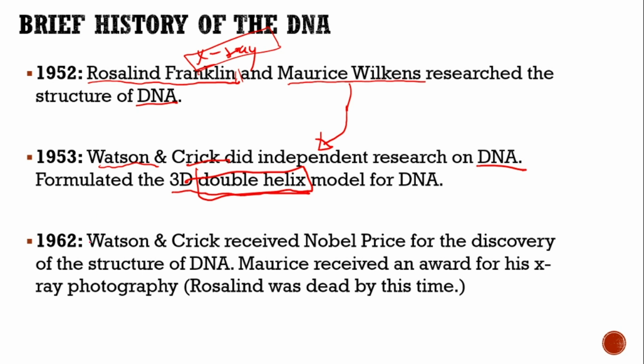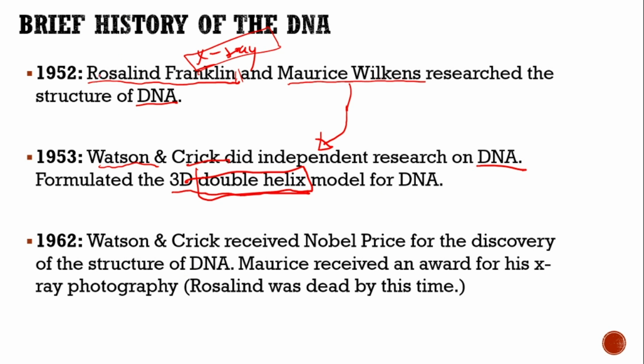And then years later, after Rosalind Franklin died, Watson and Crick received the Nobel Prize, not the Nobel Peace Prize, for the discovery of the structure of DNA. Maurice received an award for his X-ray photography. It wasn't really his. I am judging him. I'm judging him hard. That was in 1962 when they received the Nobel Prize.